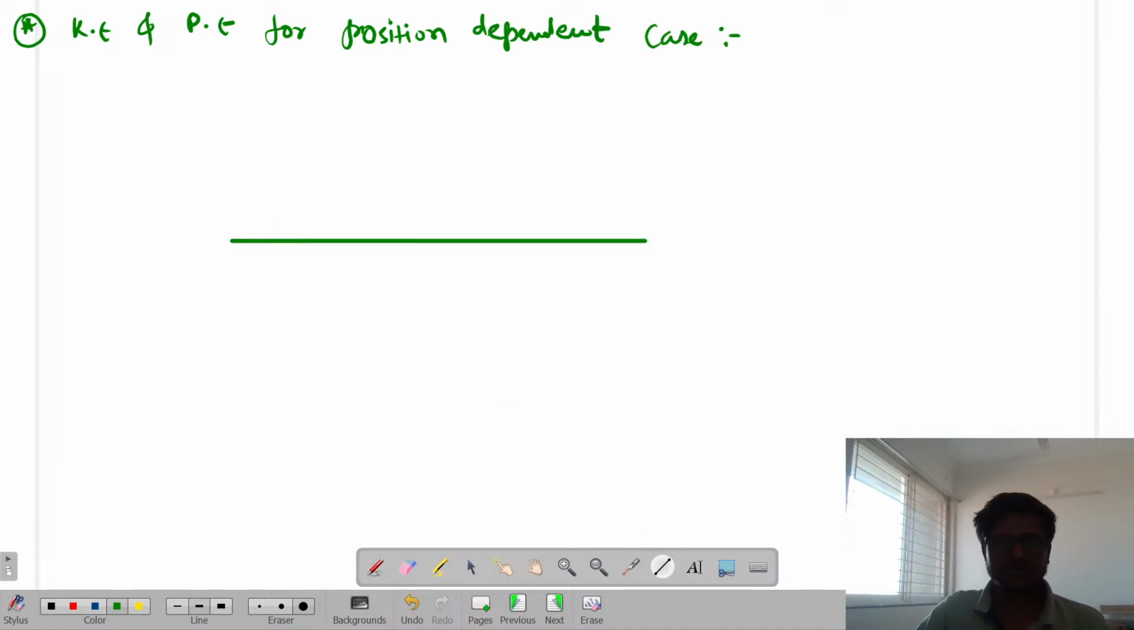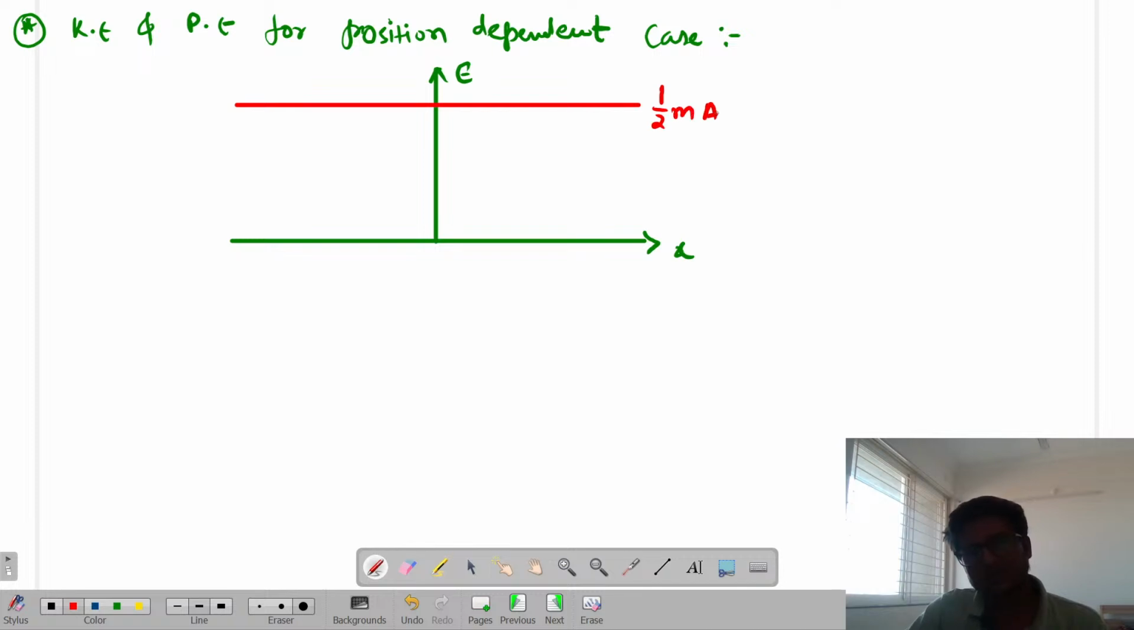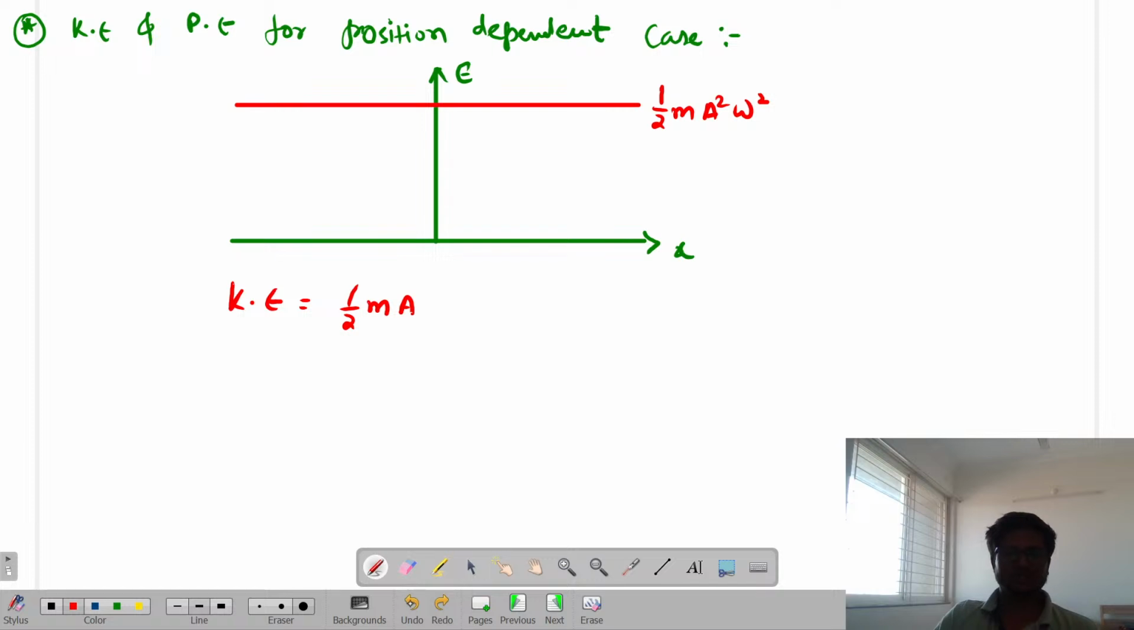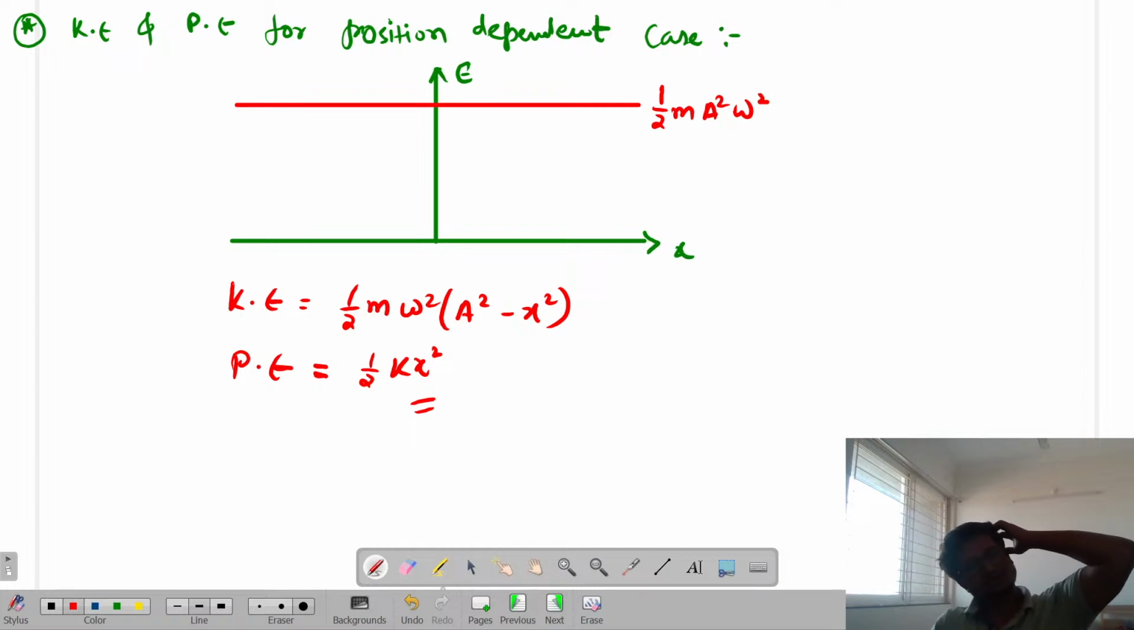So look over here. If I take the position dependent case, okay, this is x, this is my energy equation. Once again, I'll have a limit of the energy equation. Those values can't go beyond that, which is half m a square omega square. Is that clear or not? So if I look into kinetic energy equation, how it varies, half m omega square a square minus x square. This is my variation of kinetic energy, but potential energy varies like half kx square. Are you able to get me or not? This is my variation of kinetic energy and potential energy or not?